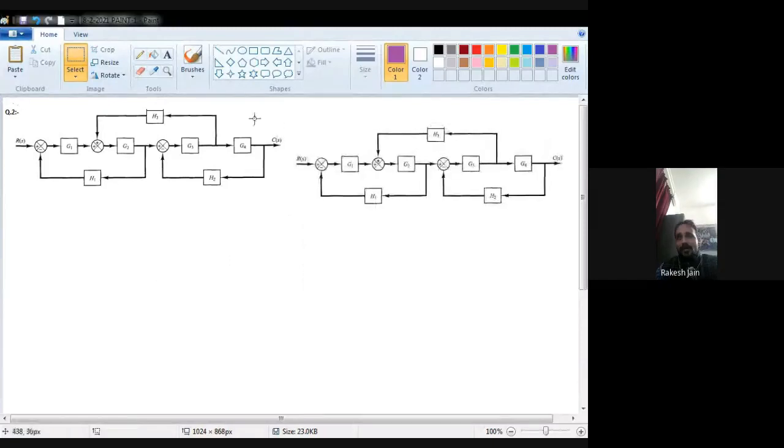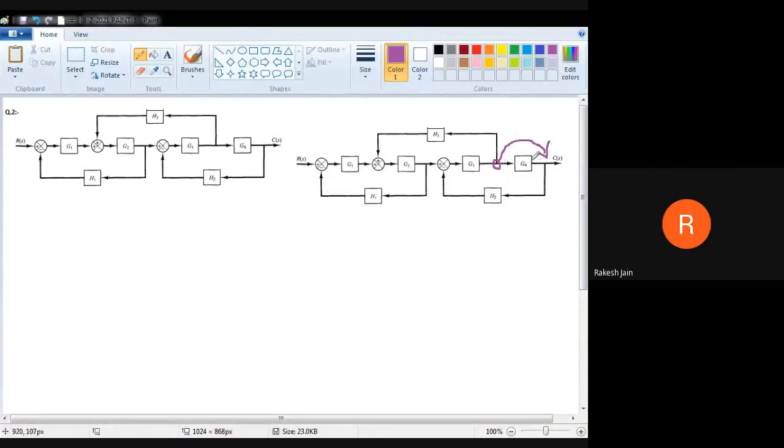Now see this. Here there is a feedback loop. One block is G3, one block is G4 and there is a feedback loop, but this is a pick off point. So we can move this pick off point. This is a pick off point, and the purple circle is a pick off point. So step number first is we can move this pick off point just after this block.